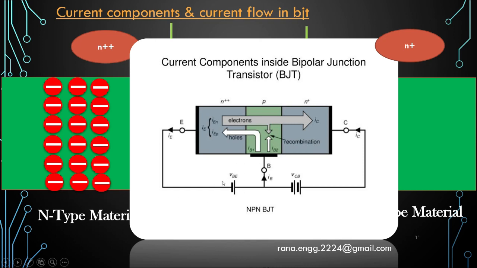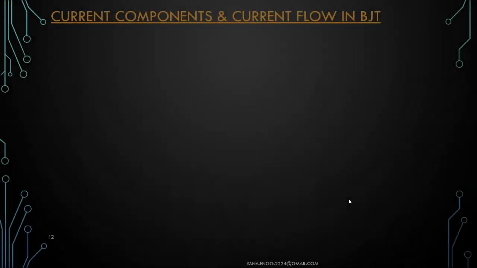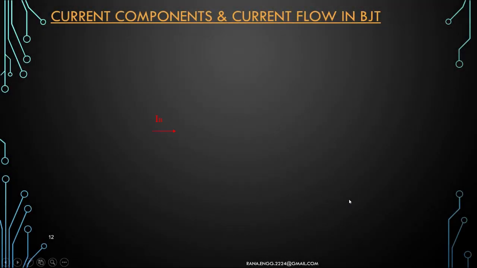Left side is input, right side is output. Input side is forward bias. P side is connected with positive and N side is connected with negative, and this one is forward bias. Here we get IE. IE is due to this one, and whatever current is coming from this place will form the IC. So same thing we will see.